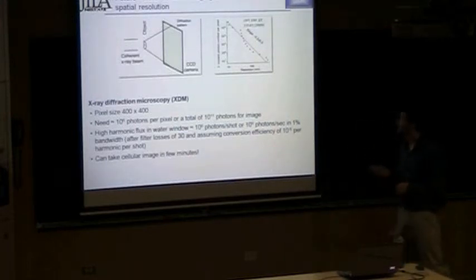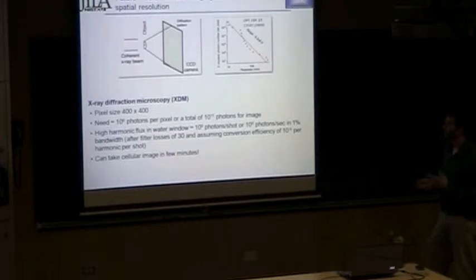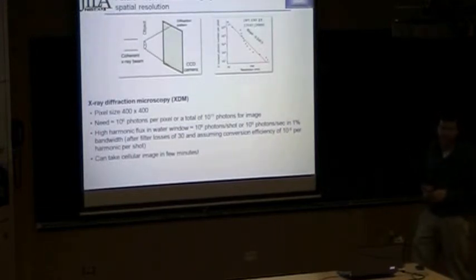The other thing that we pulled out of this paper was an estimate of the number of photons you need incident on your sample for a given resolution in your image. And so we went through and did a feasibility estimate. And actually, with our sources upgraded to a kilohertz, we'll be able to do cellular images in something like a few minutes.